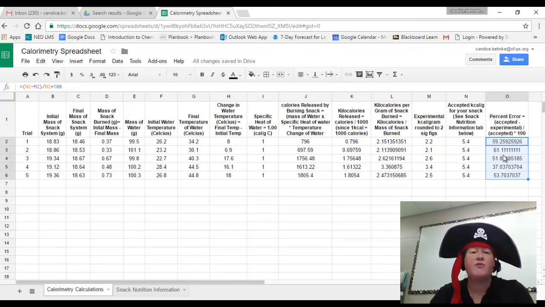It's a very crude calorimetry setup, and by crude I don't mean rude. I mean just very not elementary, just very basic. So there are a lot of places where heat could have been lost.